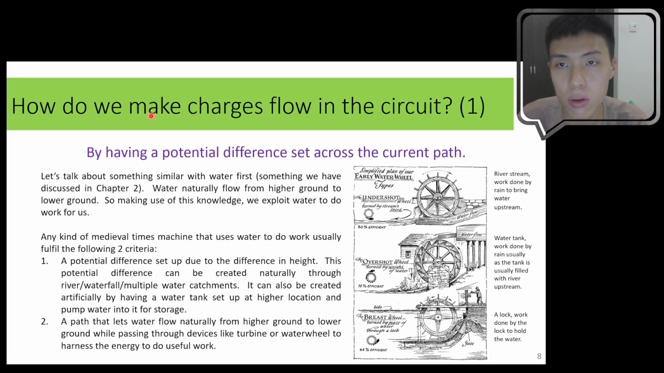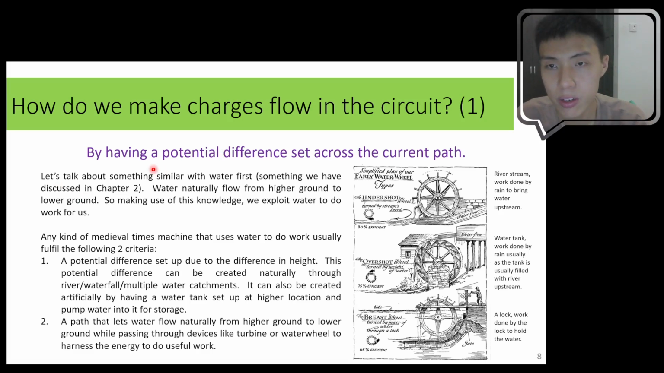So how do we make charges flow in the circuit? Okay, if you just have a piece of wire, the current won't flow. If you want to make the charges flow in the circuit, you have to create a potential difference set across the current path. Potential difference, you can think of it as height difference.